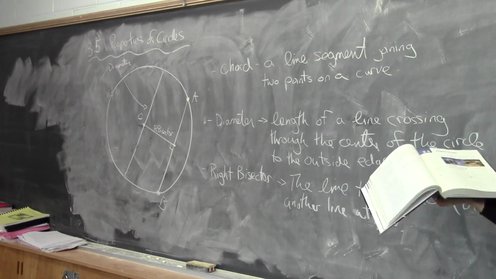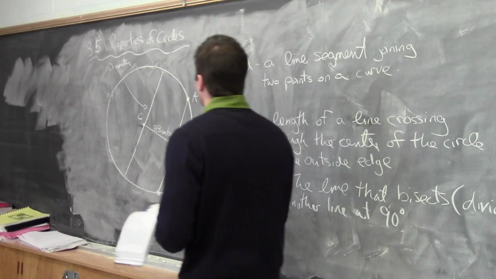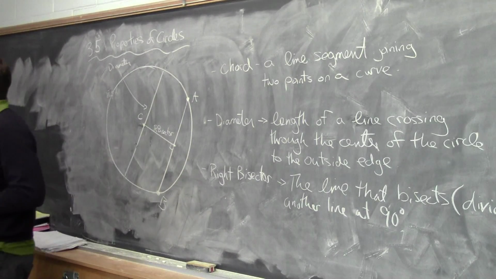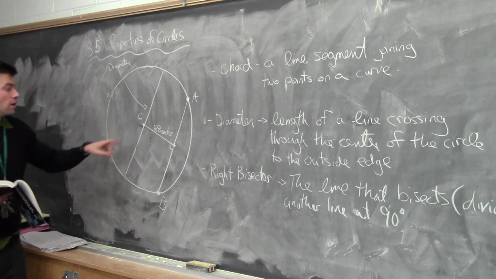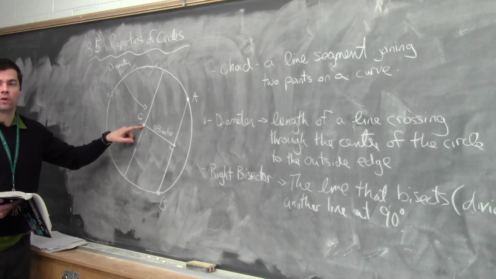What did you notice? I drew the right bisector. What is the right bisector? What was interesting about the line I drew? It lines up with the middle of the circle. Good. It lines up or it crosses through the middle of the circle.